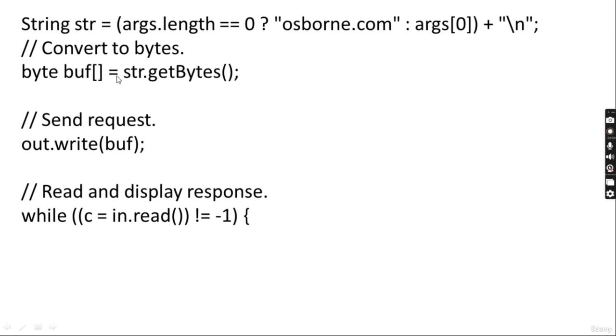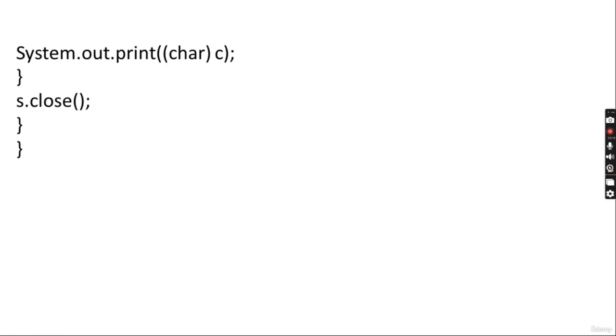Then the string's getBytes will return the bytes into a byte array buffer. Then out.write(buffer) sends the request. Okay, read and display the response. We keep reading until in.read is not equal to -1, that is, until the response is read and the end of output is encountered, and we print the output.